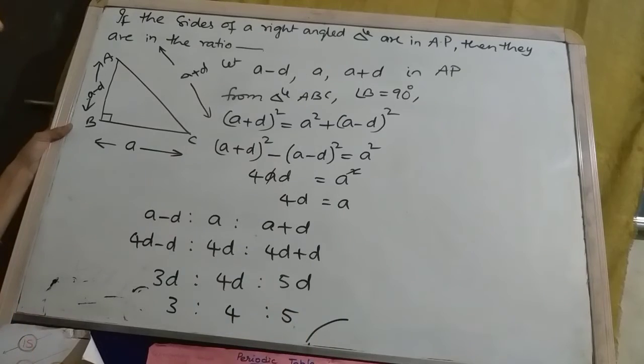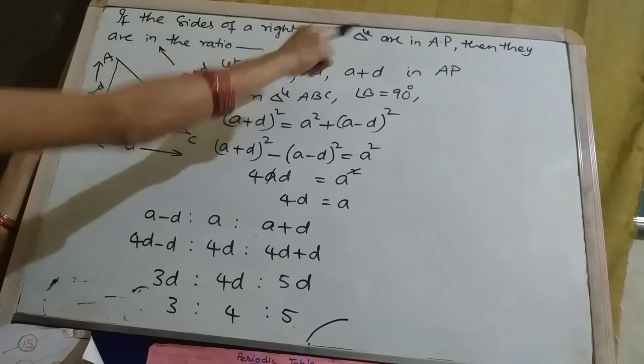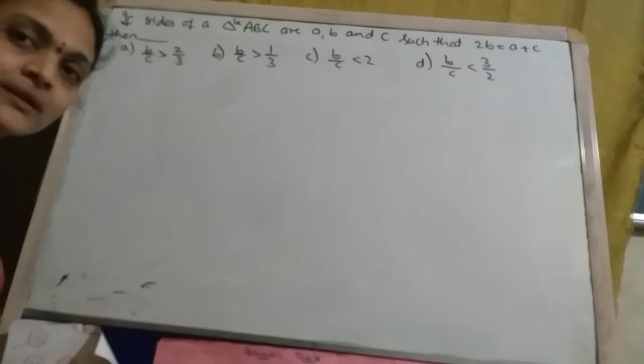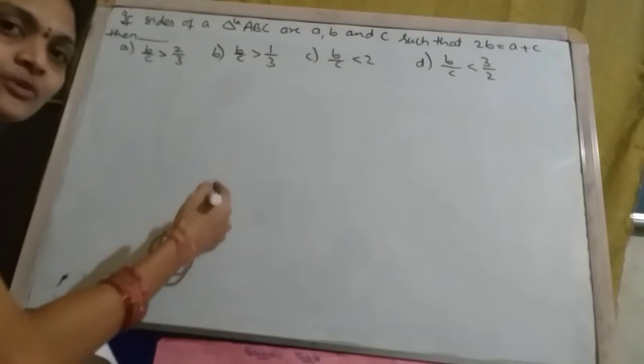So the ratio, if the sides of a right angle triangle are in AP, then they are in the ratio 3 is to 4 is to 5. This is another sum on the properties of triangles.